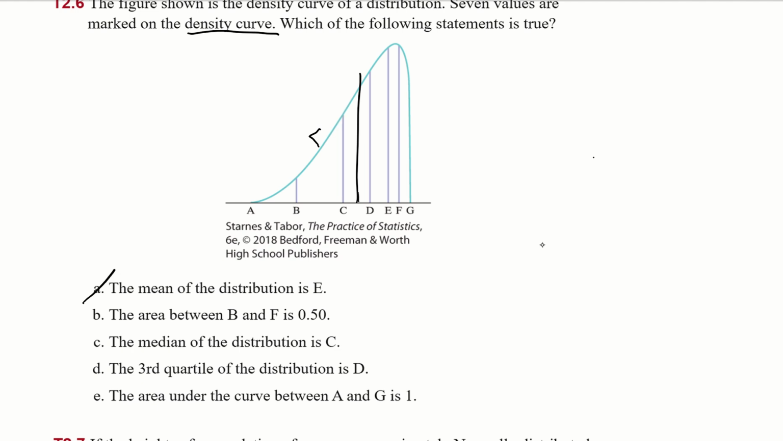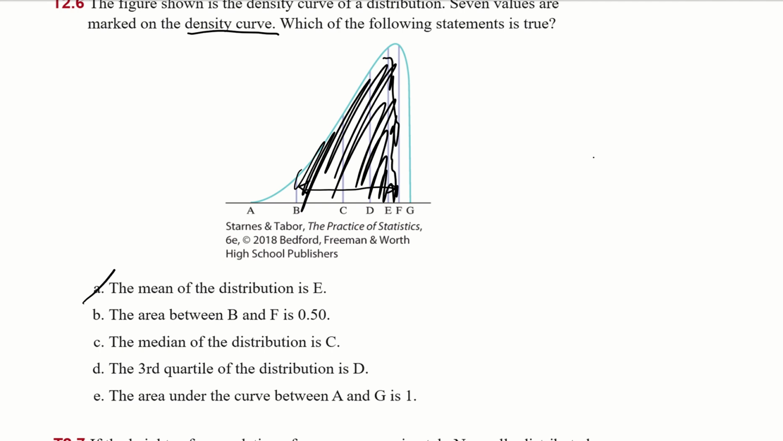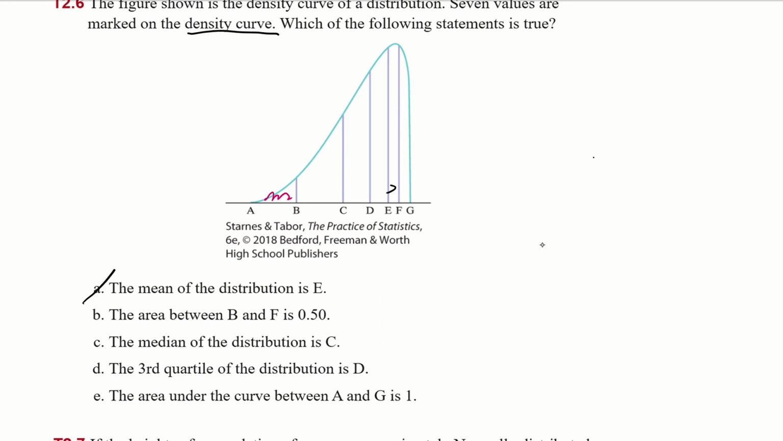The area between B and F is 0.5. Okay, so if I do this area, let's see. Does that make sense? Well, that doesn't make sense because that only leaves a little bit of area here and a little bit of area there. If this black part is 50%, then the red part must also be 50%, right? And that doesn't make any sense because they're not the same. All right, so it cannot be B.